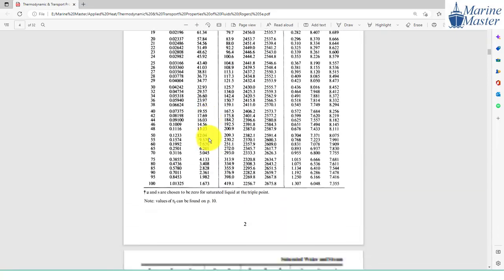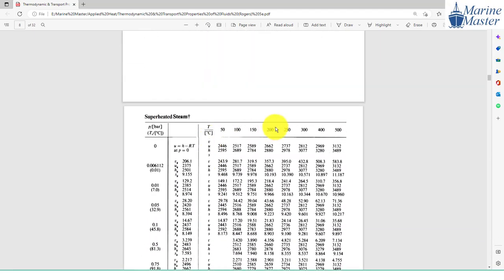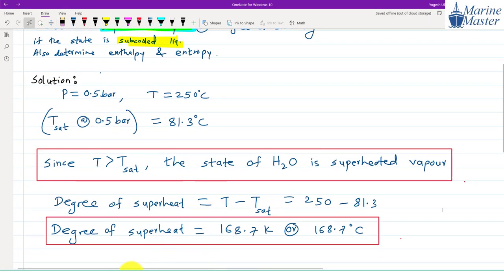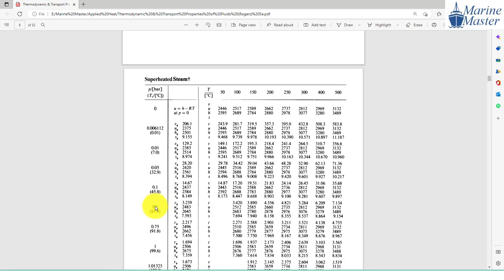So for superheated, here it is starting. What is the pressure we have in this question? The pressure is 0.5 bar. So I'm going to 0.5 bar. 0.001, then 0.05. We don't want 0.05, we want 0.5. For 0.5 bar, they have given us values of Vg, Ug, Hg, Sg.